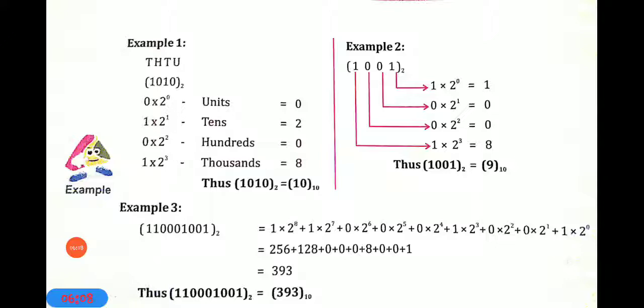1 into 2 raised to 0, 1. 0 into 2 raised to 1, 0. 0 into 2 raised to 2, 0. 1 into 2 raised to 3, which is equal to 8. So the answer is the total of all these numbers, 9. Clear? This way also you can do it.